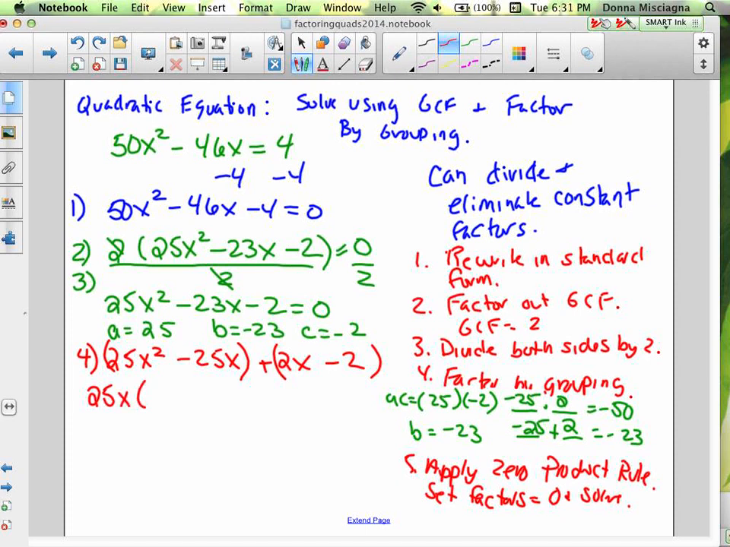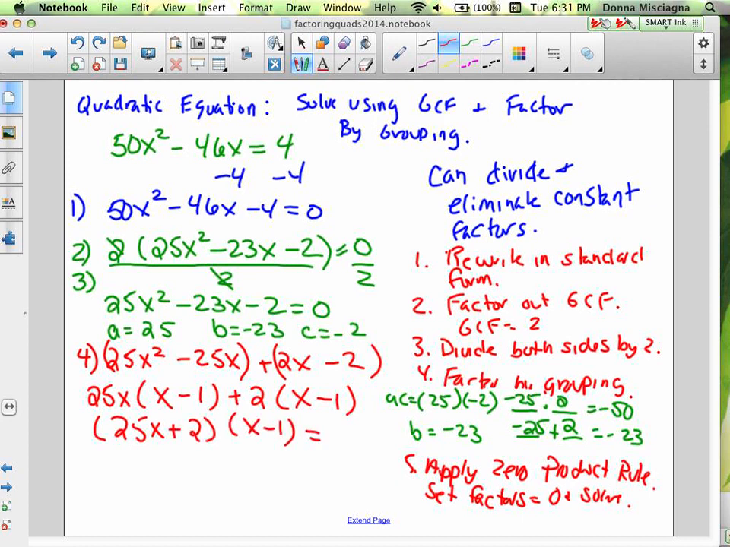And 25x squared divided by 25x is x. Negative 25x divided by 25x is a negative 1. Greatest common factor for 2x and negative 2 is a positive 2. 2x divided by 2 is x. Negative 2 divided by 2 is a negative 1. Right? So now what we pulled out is one factor, 25x plus 2. And the repeating x minus 1 is the other.